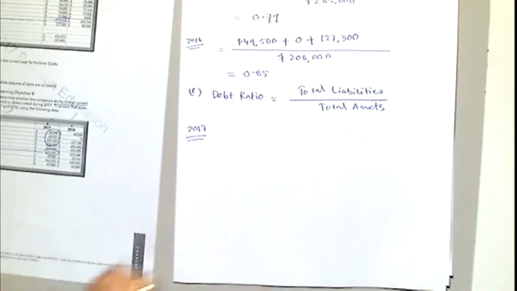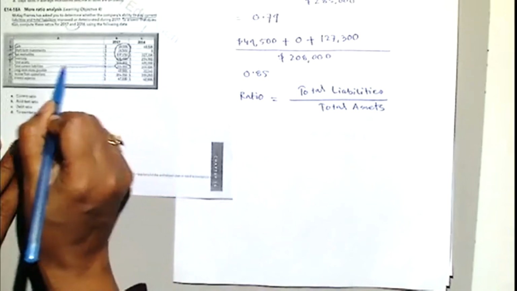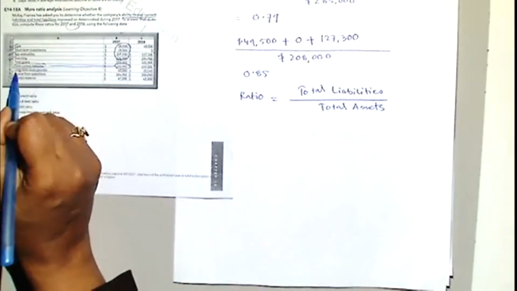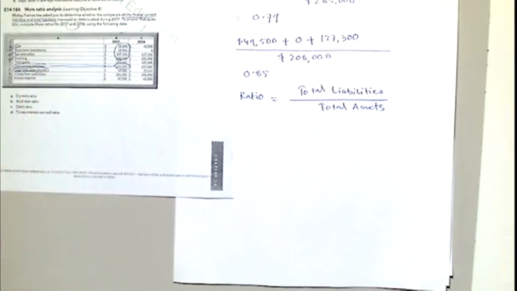2017. Let's try to do 2017. So total debt, total liabilities. Of course, total liabilities means your current liabilities, which is given here, and you have one long-term notes payable. Remember, every type of payable is a liability. Payable means you have to pay. You feel obligated. Payable is a liability. Receivables, you are expecting to receive.